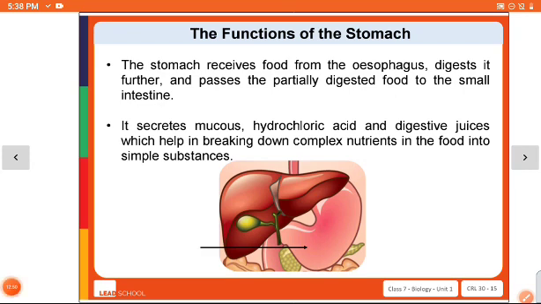So that is the main function of the stomach. The stomach receives food from the esophagus, digests it further and passes the partially digested food to the small intestine. The secreted mucus, hydrochloric acid and digestive juices help in breaking down complex nutrients in food into simple substances. So that is the function of the stomach.